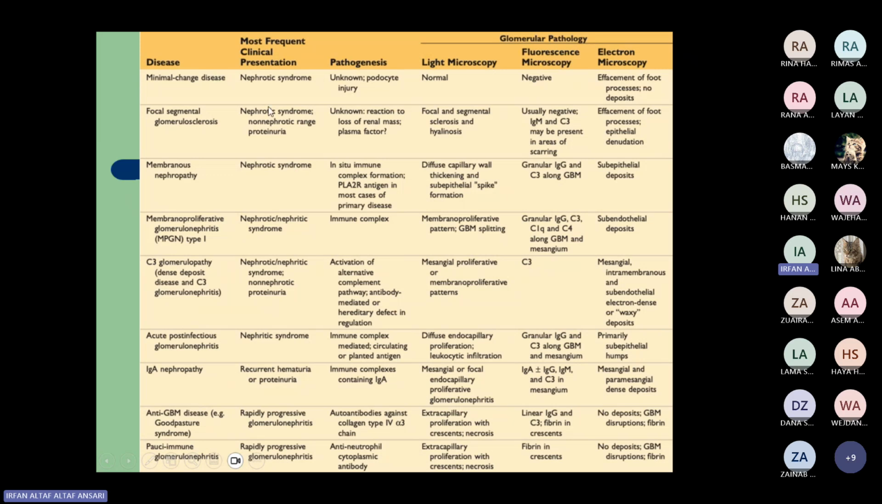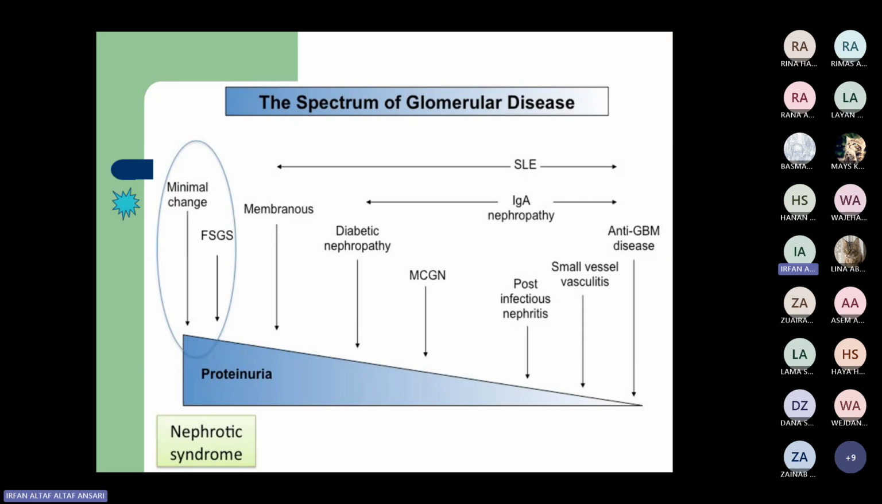So these are the diseases and these are their microscopic features. This is a big table, so what do you want to know? Just look for minimal change disease, focal segmental glomerulosclerosis, membranous, anti-GBM disease. These are the important ones you have to remember at your level. So the spectrum has a lot of diseases: minimal change, focal segmental, membranous, diabetic, membranoproliferative glomerulonephritis, post-infectious, small vessel, anti-GBM, IgA, SLE.